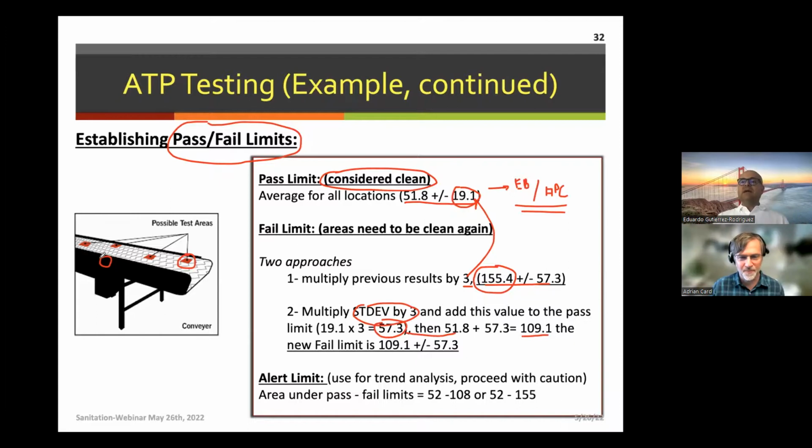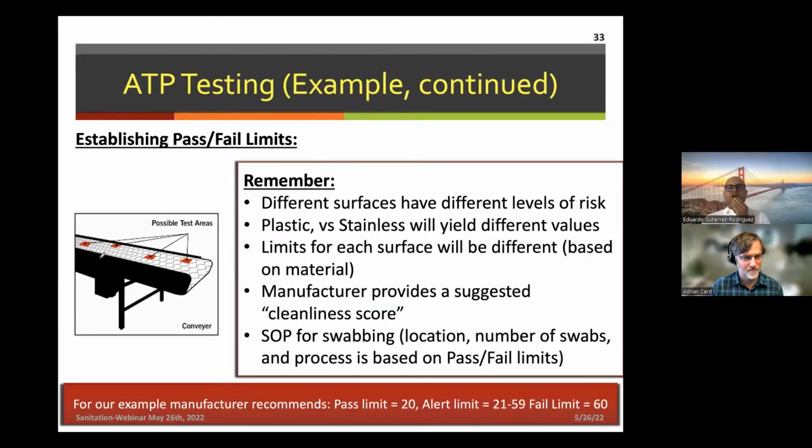And that's one thing that I want to make sure is clear here. I see many times an equal ATP value for all zones, and that is not a good way to follow. To summarize, different surfaces have different levels of risk. Plastics versus stainless steel may have different ATP values, and that is okay. You need to define that based on what? The number of swabs that you do and the number of sanitation events that you do.